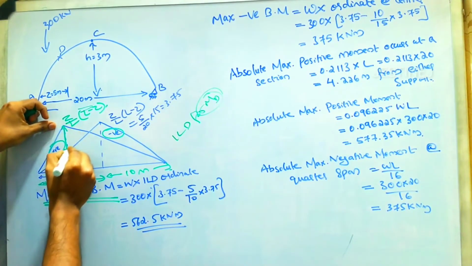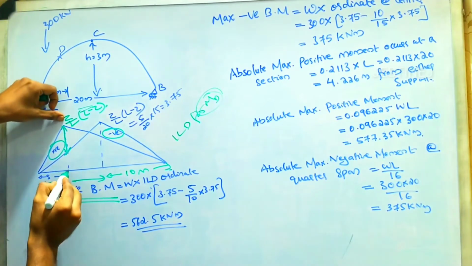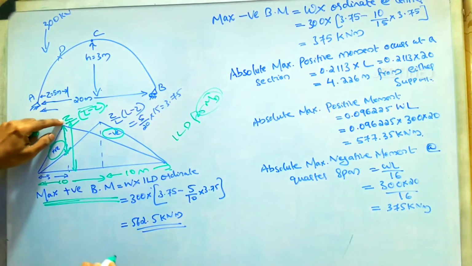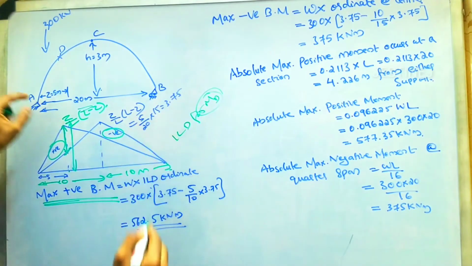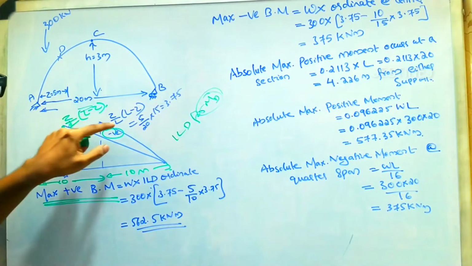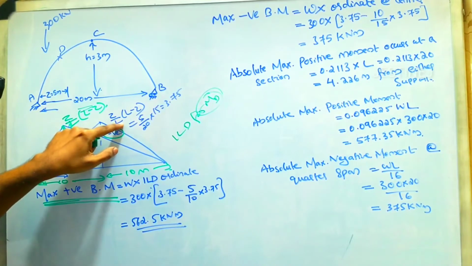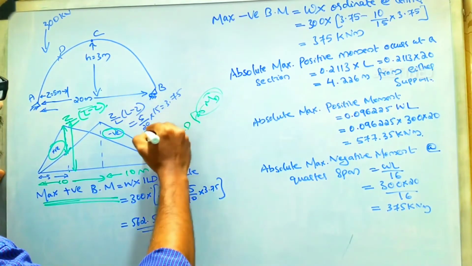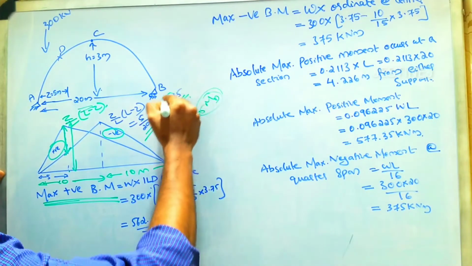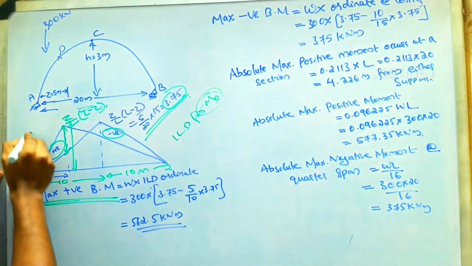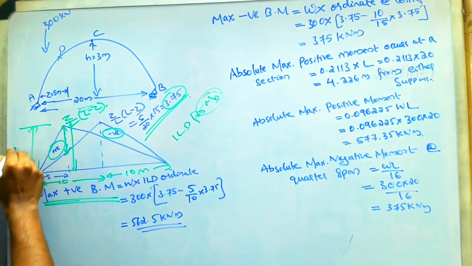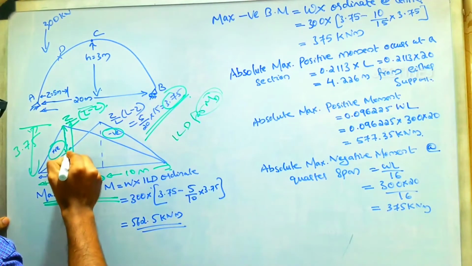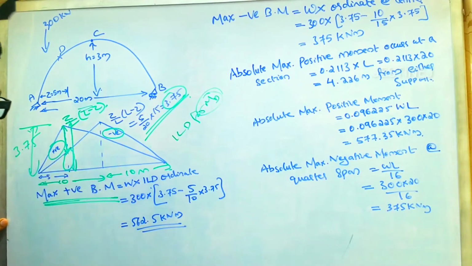For finding out the maximum positive bending moment, we have to find out this ordinate distance. That value we can calculate from this equation. That means the Z value is given as 5 and the total span of the arch is given as 20 meters. So if you calculate this value, you will get 3.75 meters. That is this value, 3.75 meters. Then you are supposed to find out this small value.